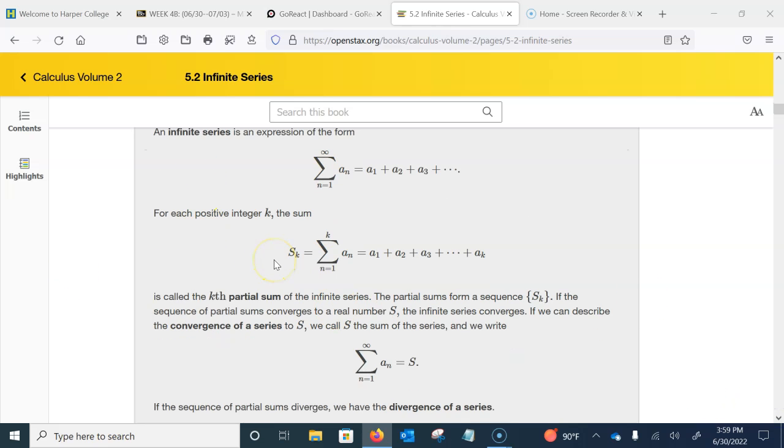All right, so this is the next installment here of Infinite Series, and we want to look at some examples. I did want to point out that I missed the last part of the definition of an infinite series.